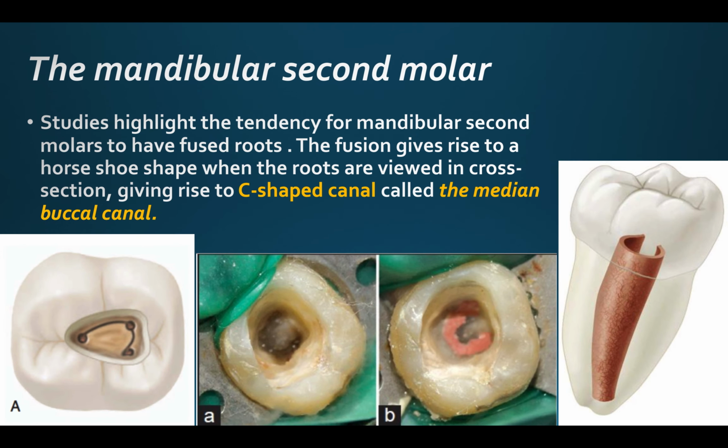Now, another variation of the root canal anatomy in mandibular second molars: when they have fused roots, the fusion will give rise to a horseshoe-shaped root canal system. When you view them in a cross-section, they will give rise to a C-shaped canal. And we call this canal a median buccal canal. So when you look at the canal occlusally, or if you have a cross section, you will see it is C-shaped.